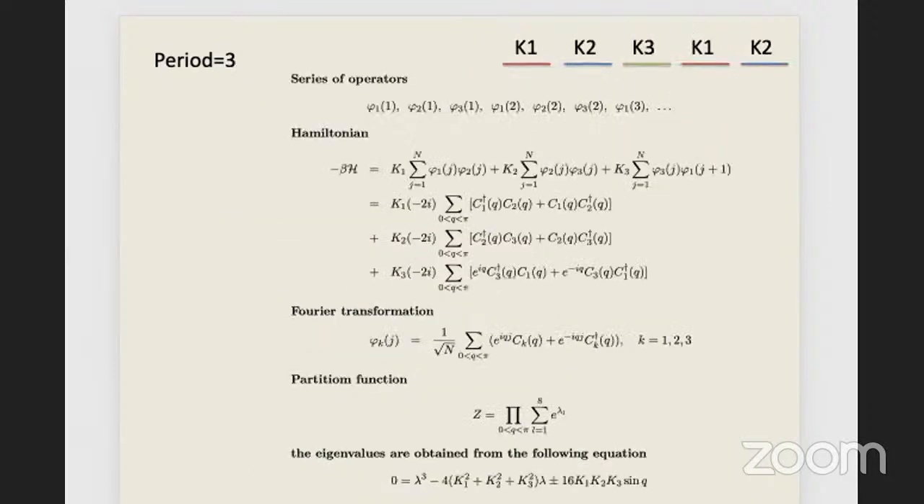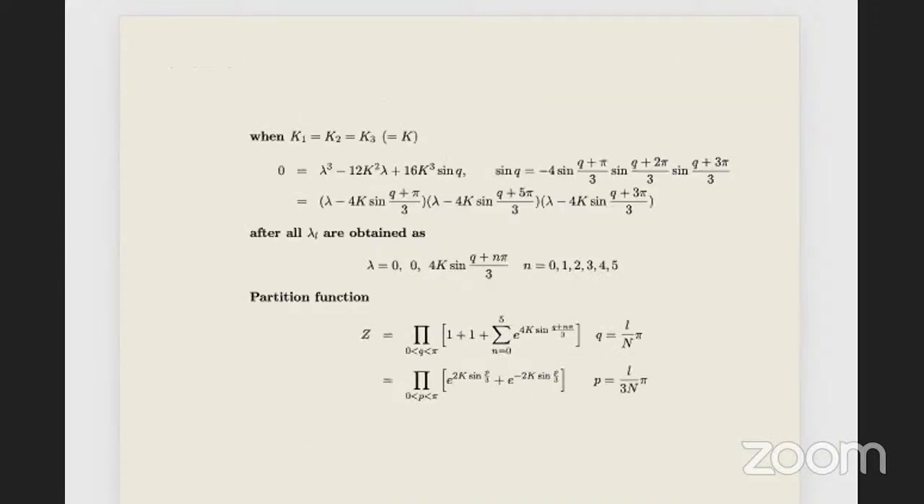This is a case with the period 3. The eigenvalues are obtained from this equation. When we consider the case with K1 equal to K2 equal to K3, the uniform case, the system reduces to the uniform case. In this case, the equation can be solved explicitly like this. We find 8 solutions, and the partition function is obtained like this. This is identical to the first case.